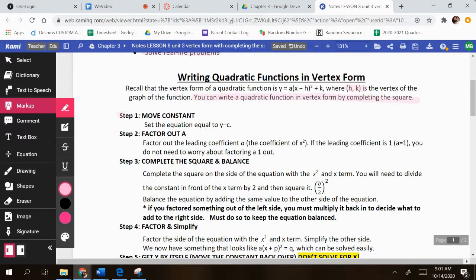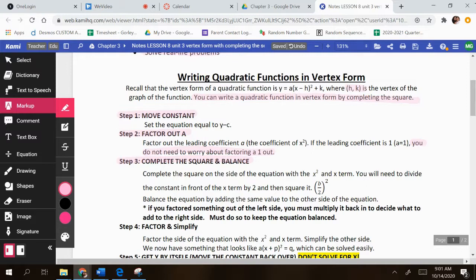The first thing we're going to do is move the constant over, okay, same beginning as what we did when we completed the square. We'll factor out a if there is one. Remember, you don't need to worry about factoring out 1, all right? So if your leading coefficient's 1, you can skip step 2. Then step 3, we're going to complete the square and balance.